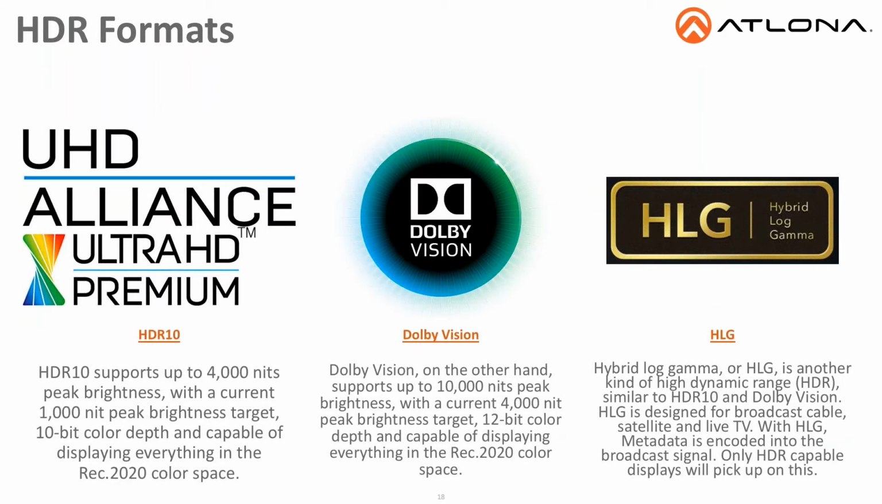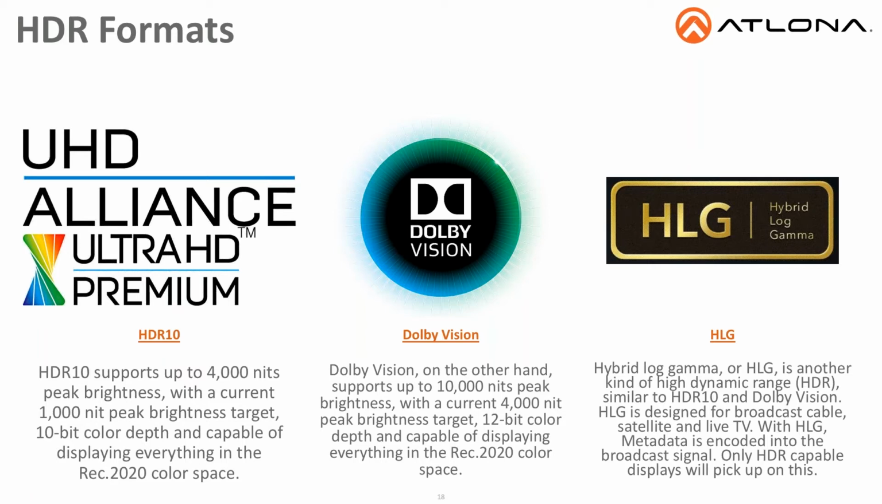There's a few different types of HDR formats. First is HDR10. HDR10 supports up to 4,000 nits and has a 10-bit color depth and is capable of displaying everything within Rec 2020 color space. Next is Dolby Vision, which supports up to 10,000 nits, so more than twice the peak brightness of HDR10, and provides more color at 12-bit color depth, and is also capable of displaying everything in the Rec 2020 color space.